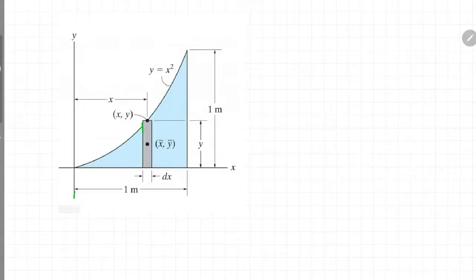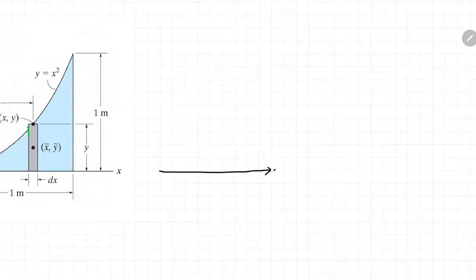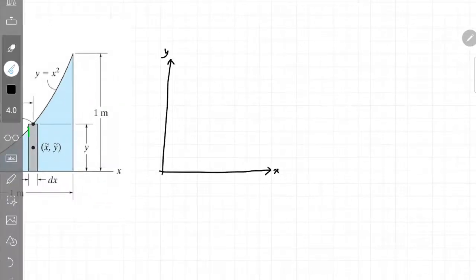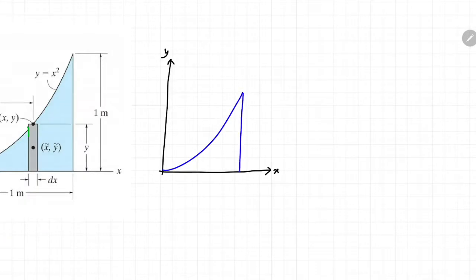Okay, so before I proceed with the analysis, let me just redraw the diagram again so that I don't get confused with all the many measurements given in the original diagram. Okay, done. So this curve is defined by the equation y equals x squared, and the boundary of this area is bounded from 0 to 1 along the x-axis, and also 0 to 1 along the y-axis.